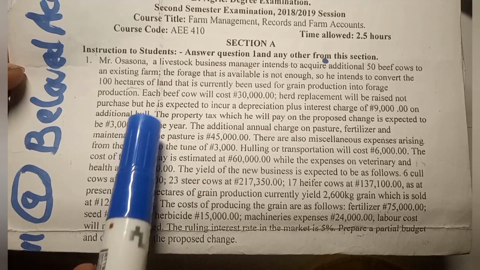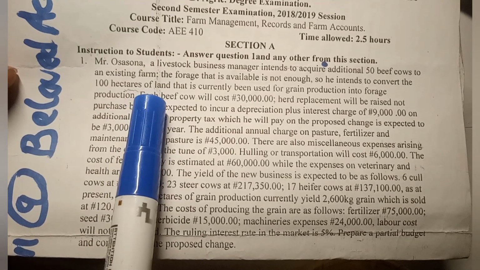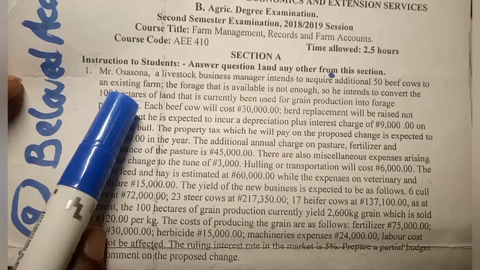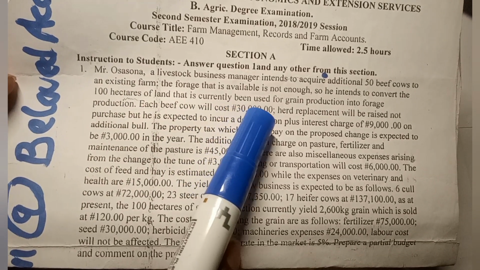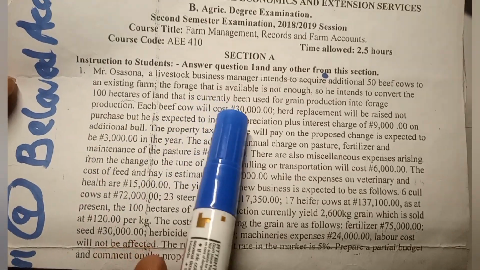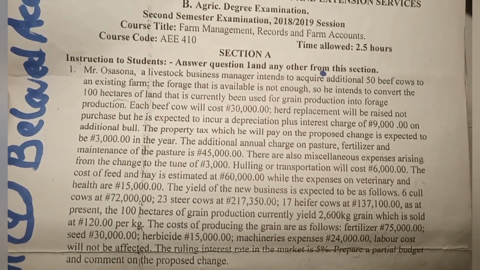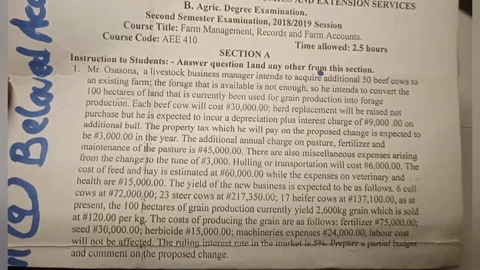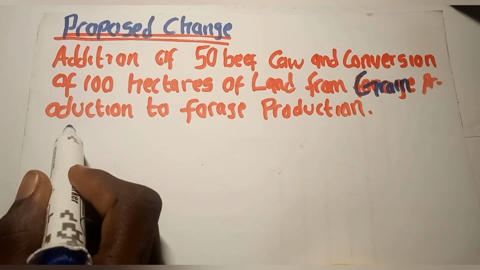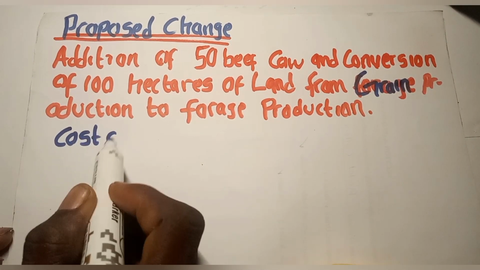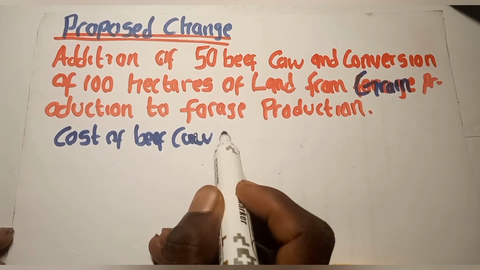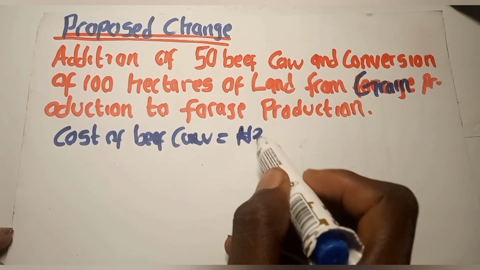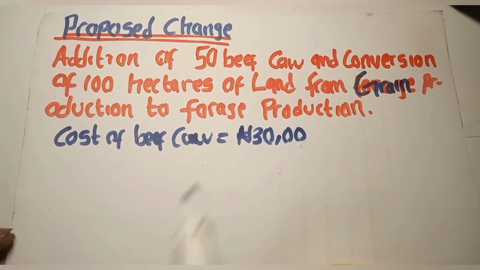The first thing, let's look at the first prices here. Each beef cow will cost 30,000 naira. Yeah, each beef cow will cost 30,000 naira. So I'm going to be highlighting the cost of each beef cow now. The cost of beef cow is, don't forget, 30,000 naira. So let's proceed.